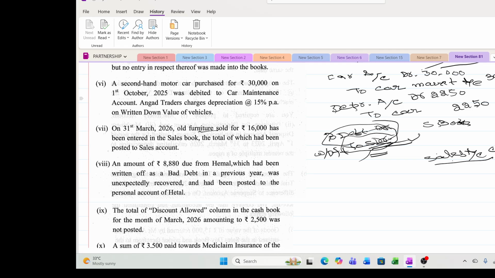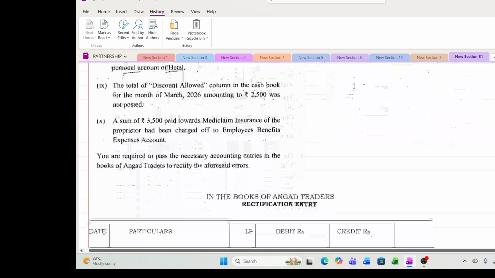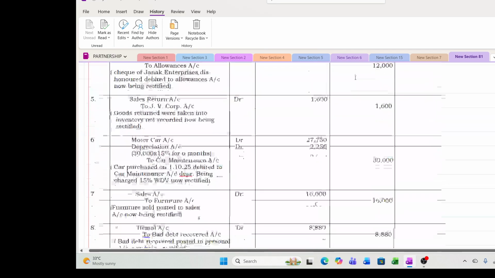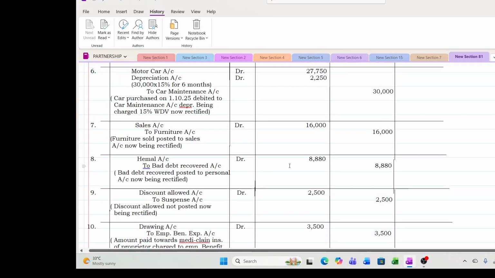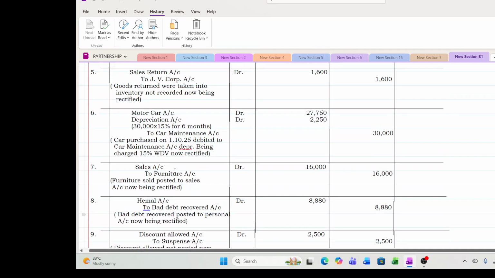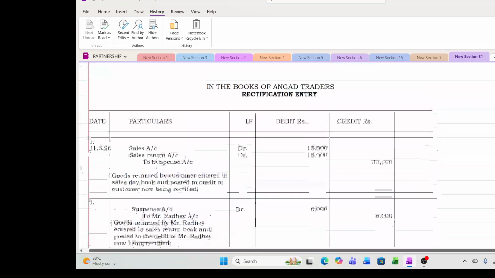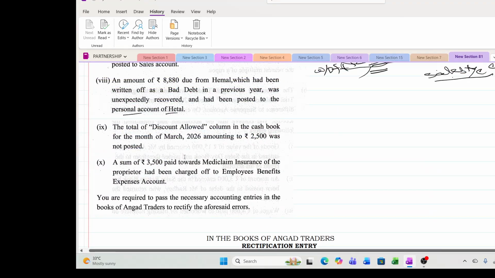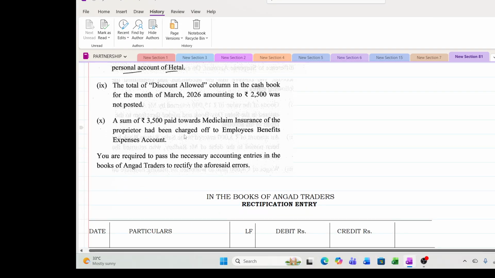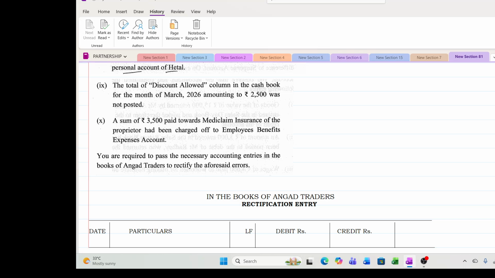So what they did, by mistake, they have credited his personal account. So now we have to debit this personal account and credit bad debt recovered account. Why? I made you clear. Okay. Hemal account debit to bad debt recovered account. Bad debt recovered posted to personal account now being rectified. Okay. Now next item is the discount allowed in cash column of the cash book was not posted.